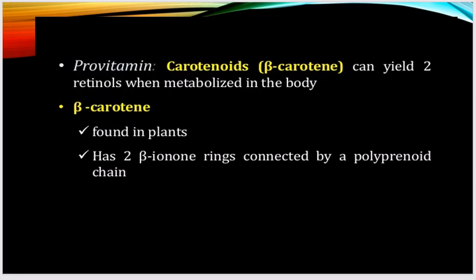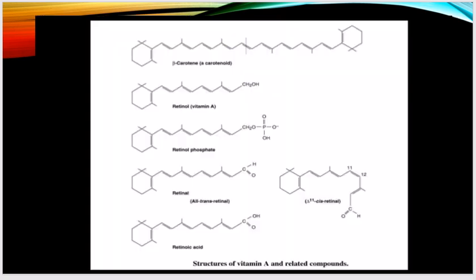The provitamin, that is the plant source, is known as the carotenoids. The reason is the presence of beta carotene, which can yield 2 retinol when metabolized in the body. Beta carotene is found in plants, and it has 2 beta ionone rings connected by a polyprenoid side chain.